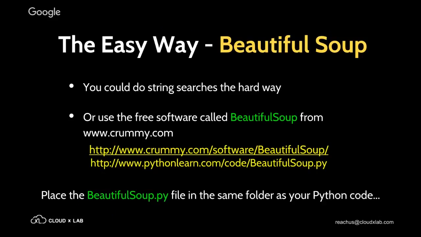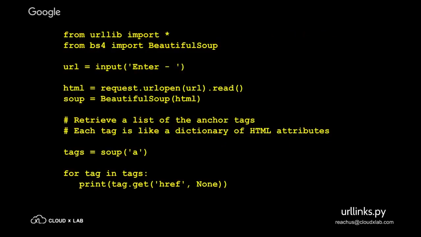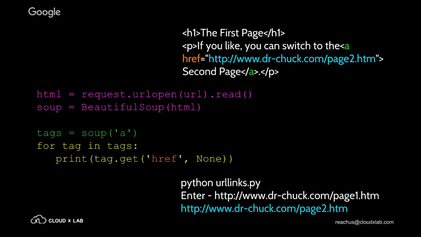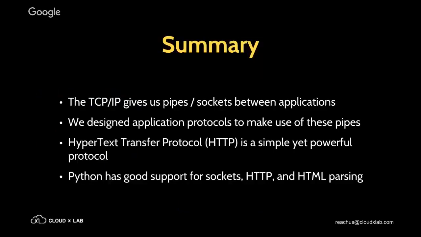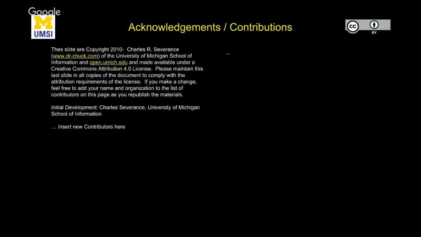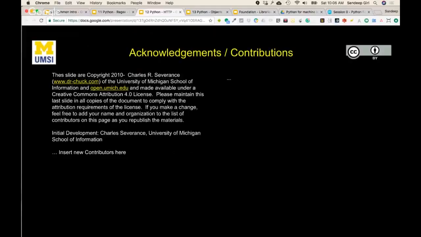And the easiest way to parse the HTML was Beautiful Soup. Beautiful Soup is pretty simple. This is what we did, and we basically let Beautiful Soup understand the HTML, correct its errors, and create a nice object layer for you, which you can quickly access. You don't have to deal with angle brackets anymore. Okay, the summary is TCP/IP gives us pipe sockets between applications. We designed application protocols to make use of these pipes. HTTP is a simple yet powerful protocol, and Python has good support for sockets. So that was a brief about HTTP.